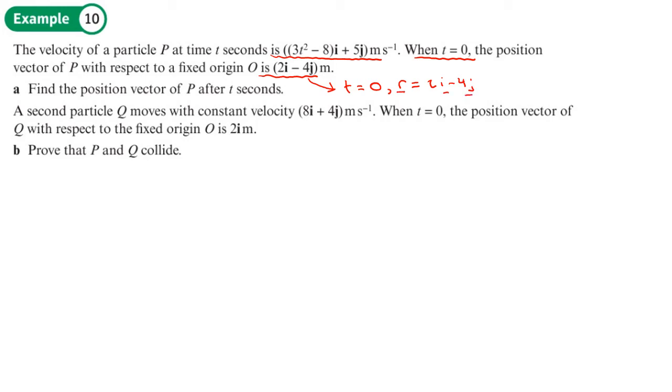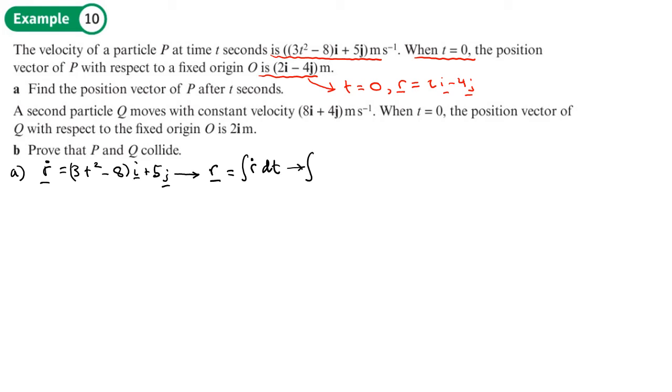Find the position vector of p after t seconds. Right, so we have the velocity vector, which is this (3t squared minus 8)i plus 5j. We want the position vector, which means integrating the velocity vector with respect to t.